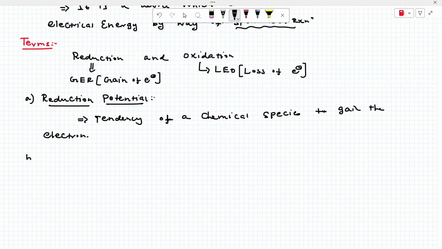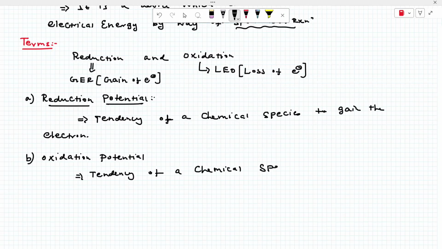And now, what is oxidation potential? Same now. It is the tendency of a chemical species to lose the electrons. That is oxidation potential.